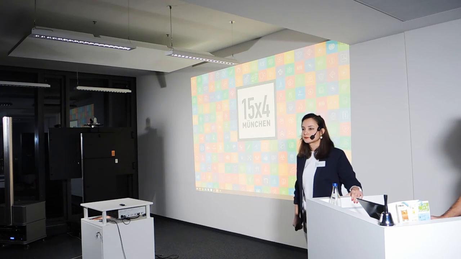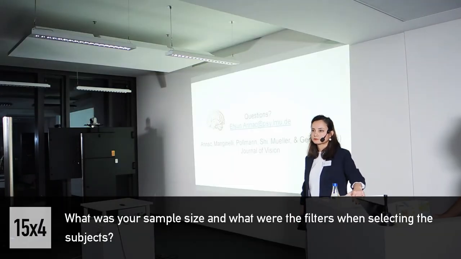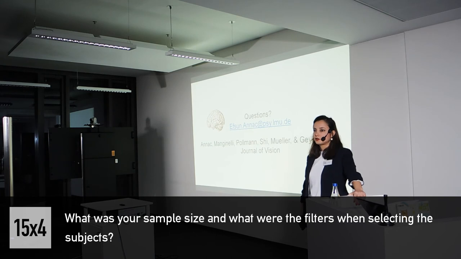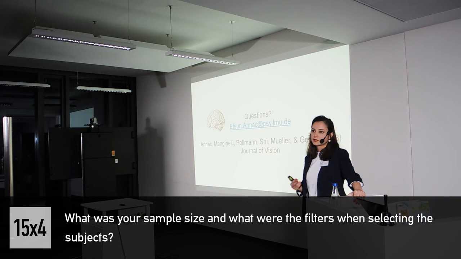What was your sample size and what were the filters when selecting the people? I only talked about 2 studies here, but I have done 7 of them. So I collected data from 136 people in all. And for these particular 2 studies, it's 17 for each of them. For psychophysical studies, it's usually a normal amount of people.